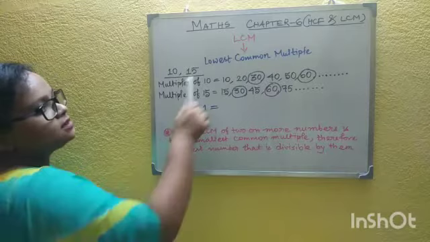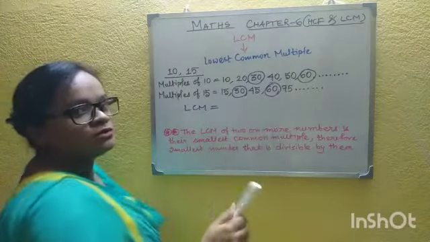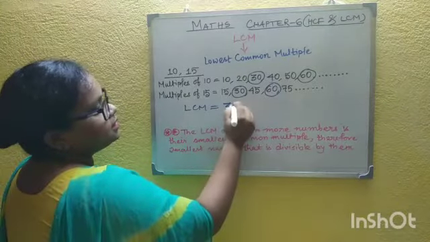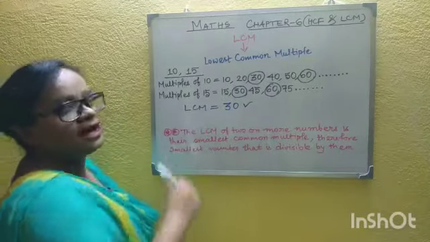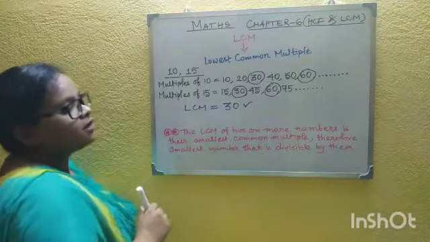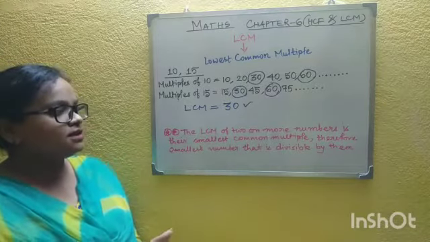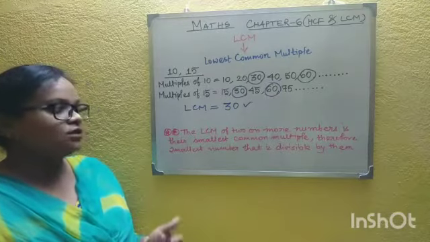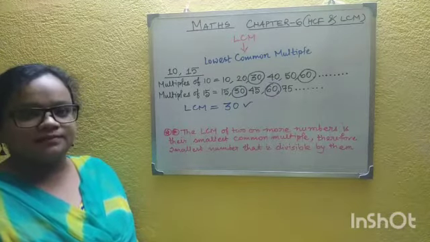Now LCM means lowest common multiple. So among these common multiples, which one is the lowest? The first one, that is 30. So 30 is the LCM of 10 and 15. And also remember, students, LCM of two or more numbers is their smallest common multiple, and therefore the smallest number that is divisible by them.